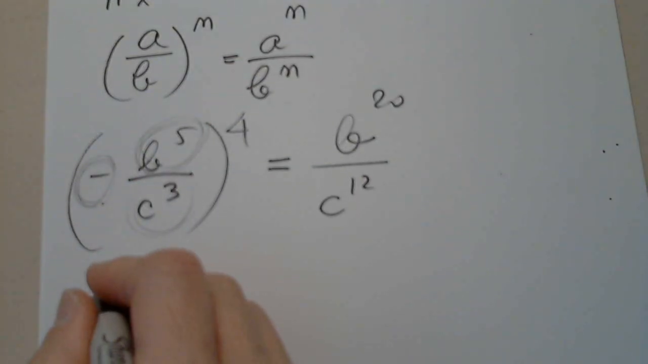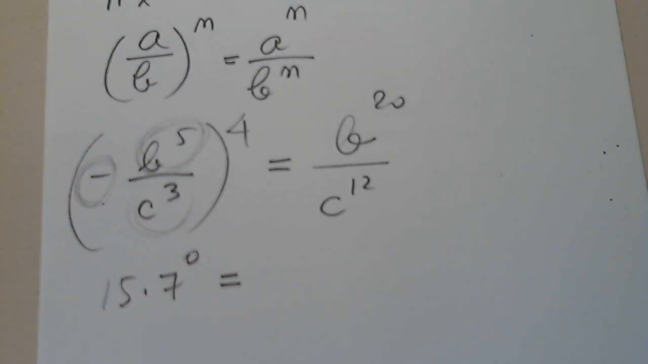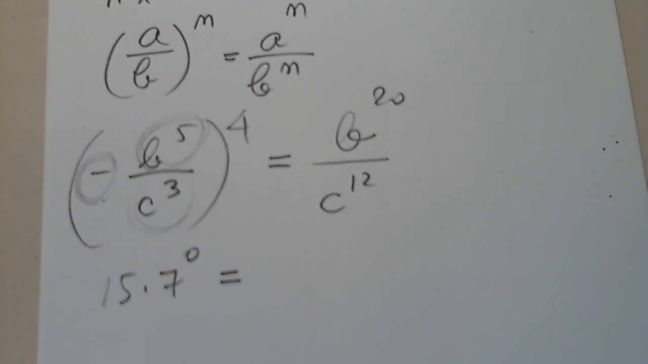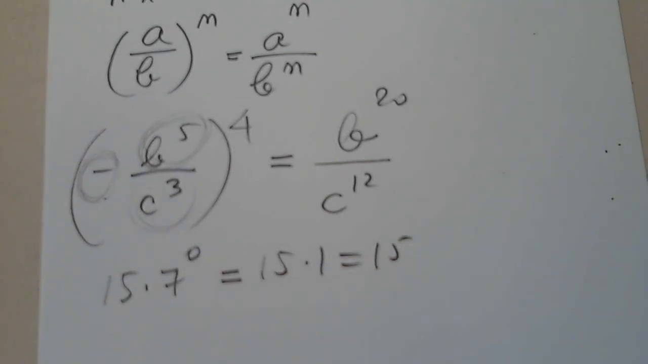Here's another one that you will see in practice. 15 times 7 raised to 0. And we don't do anything with the 1? We don't put the 1 in front? You can. But 15 times 1 is 1 times 15, no matter what you do. So this is 1. 15 times 1 is 15.